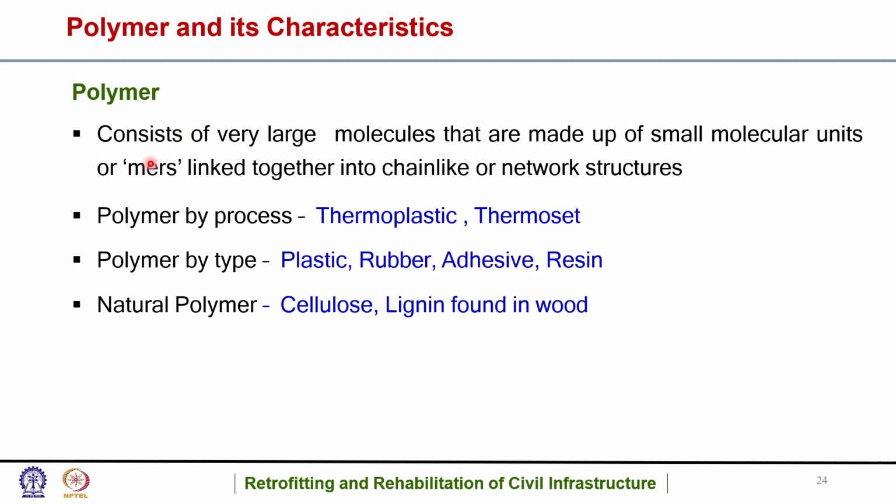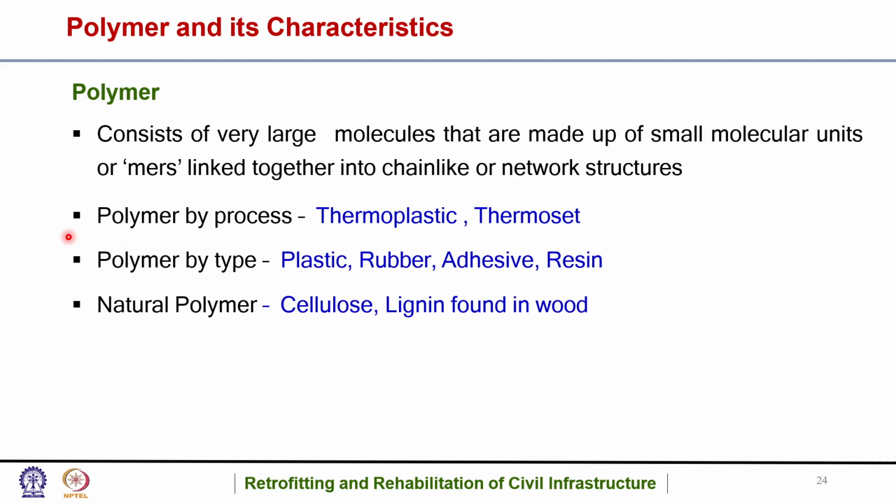Next comes polymer. Polymer consists of very large molecules made up of small molecular units, or mers, linked together into chain-like or network structures. Poly means many and mer means the smallest molecular unit. So when many small molecular units are connected together, it becomes a polymer. If the polymer is formed by process, it is called thermoplastic.